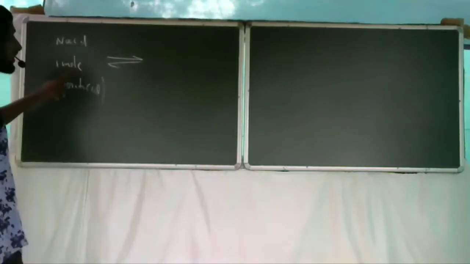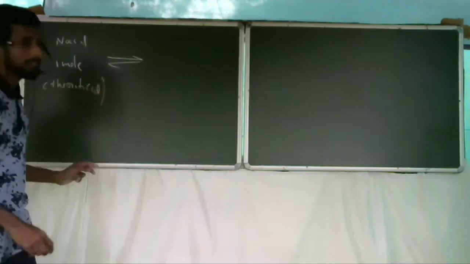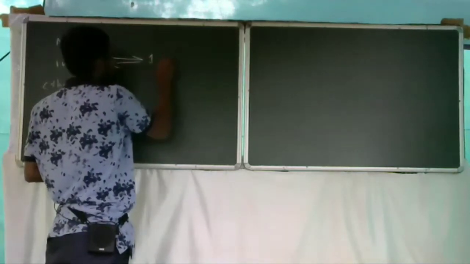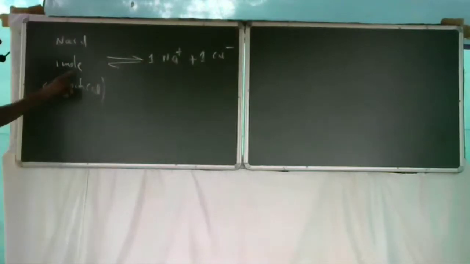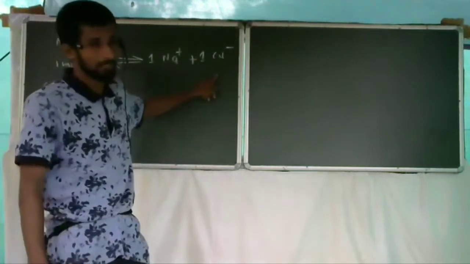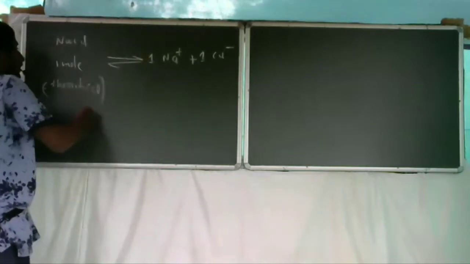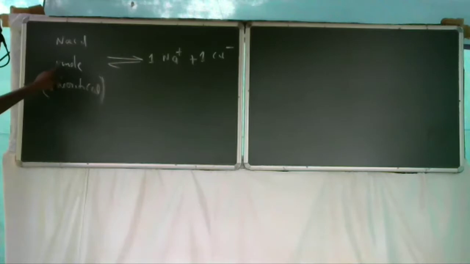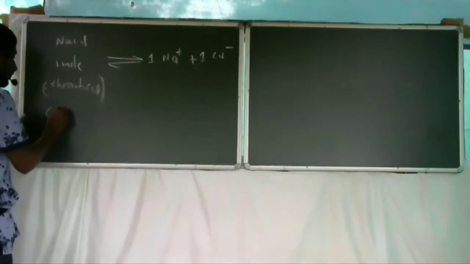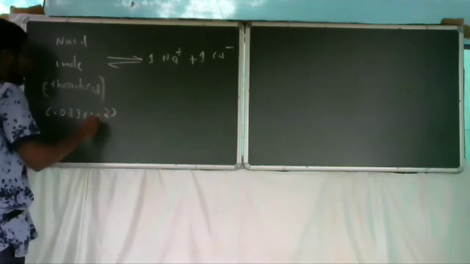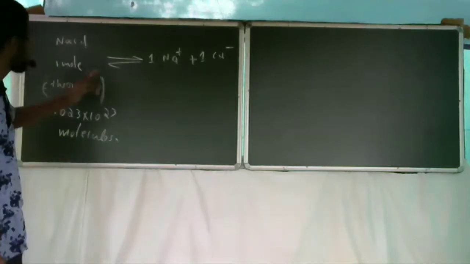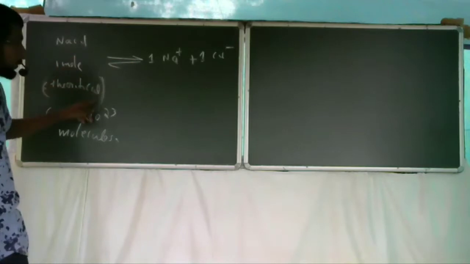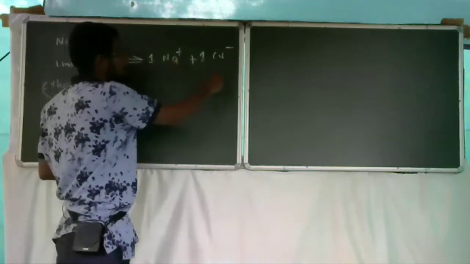But if you add that into solution, since NaCl is an ionic solute, it will dissociate in water to form 1 mole of Na plus and 1 mole of Cl minus. Theoretically, how many particles do we have? We have only 1 mole of NaCl, 6.023 into 10 to the power of 23 NaCl molecules. But once NaCl undergoes dissociation, it forms 1 mole of Na plus and 1 mole of Cl minus.